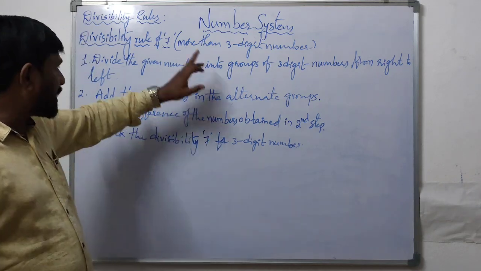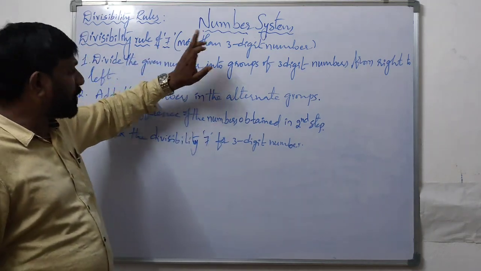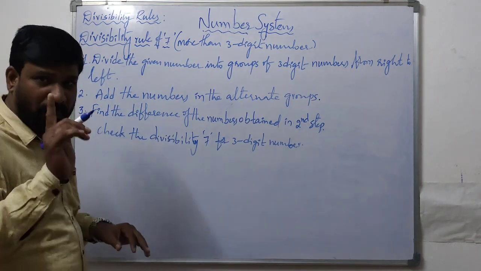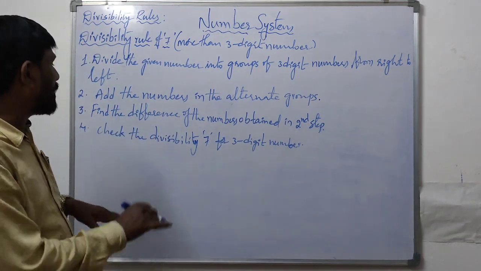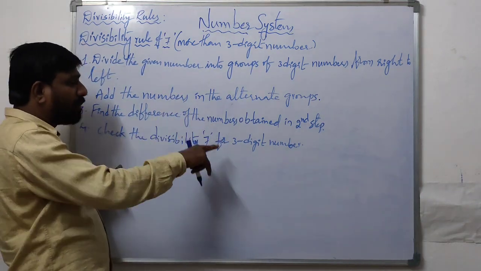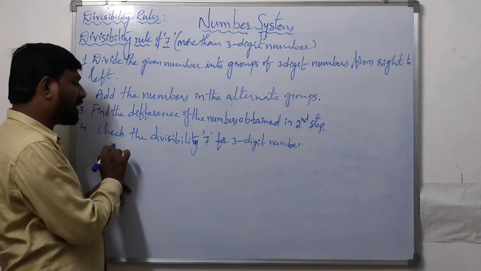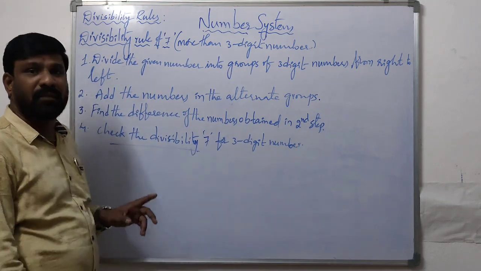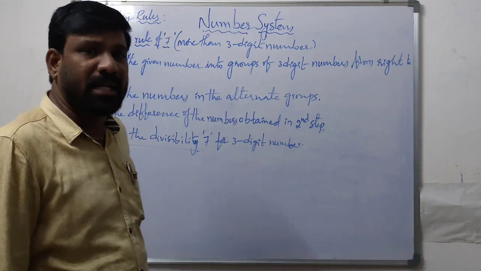Just now we have discussed the divisibility rule for only a 3-digit number: 2a plus 3b plus c. That is what we have to check after reducing the given number to 3 digits. We have to check the divisibility rule for 7 for the given 3-digit number. Now let us take one number.